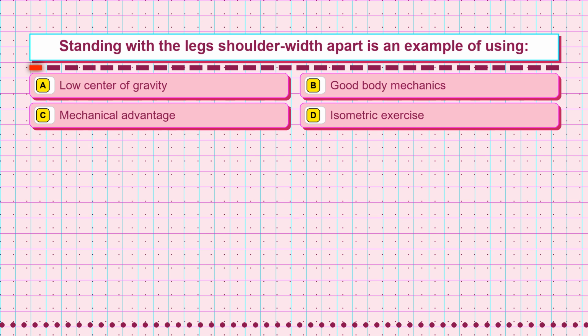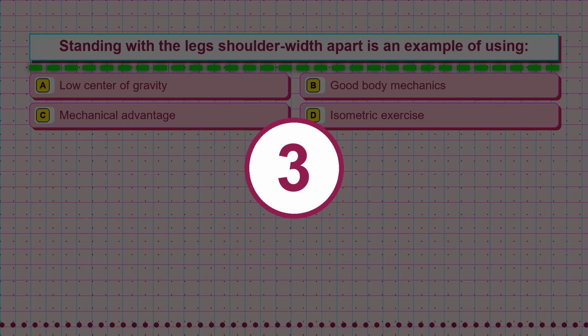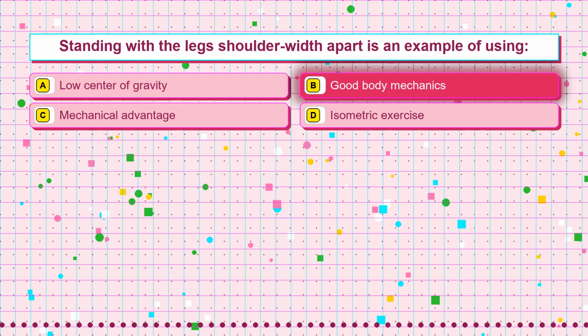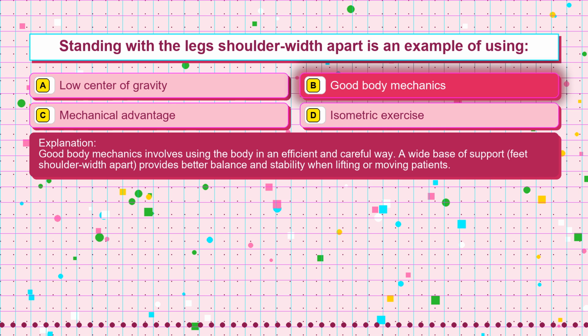Question 5. Standing with the legs shoulder width apart is an example of using: Option A, low center of gravity. Option B, good body mechanics. Option C, mechanical advantage. Option D, isometric exercise. The correct answer is option B, good body mechanics. Good body mechanics involves using the body in an efficient and careful way. A wide base of support, feet shoulder width apart, provides better balance and stability when lifting or moving patients.